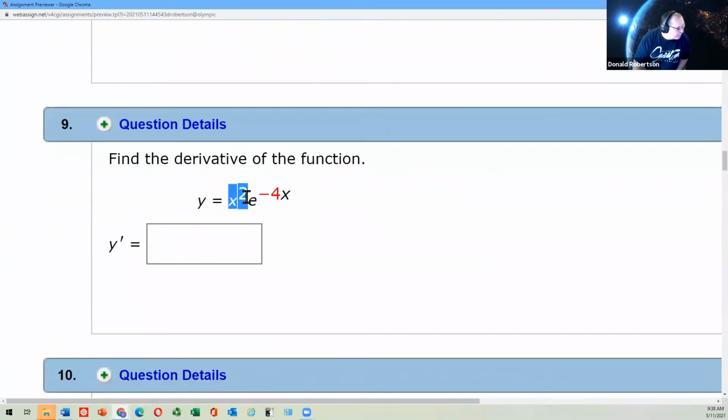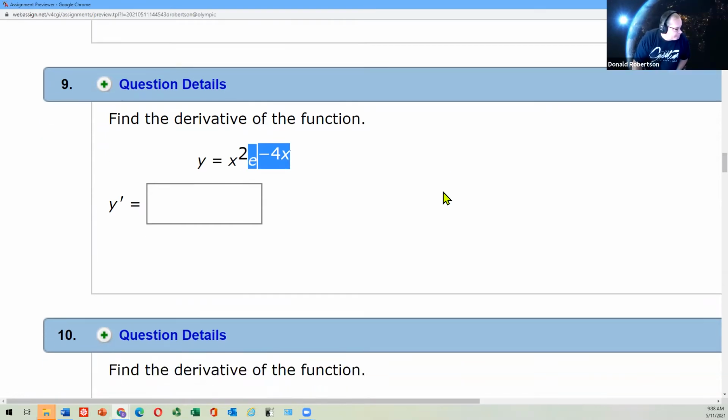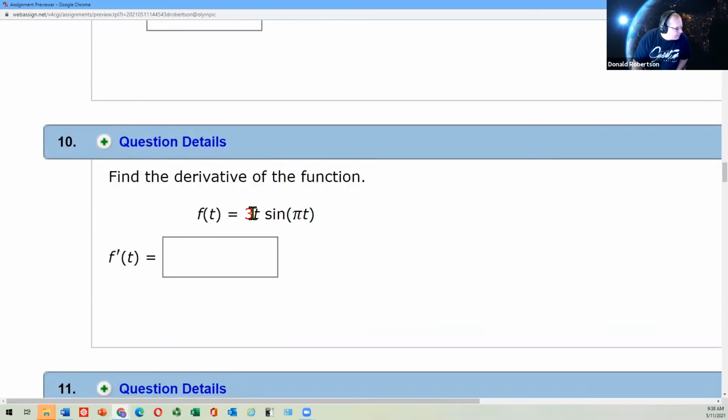Isn't this going to be a product rule? But when we come to differentiate e to the -4x, won't that require a chain rule? Right. The derivative of e to the -4x is e to the -4x times the derivative of -4x, which is -4. That's a product rule. When you come to differentiate the sine of pi t, you will get the cosine of pi t times pi.